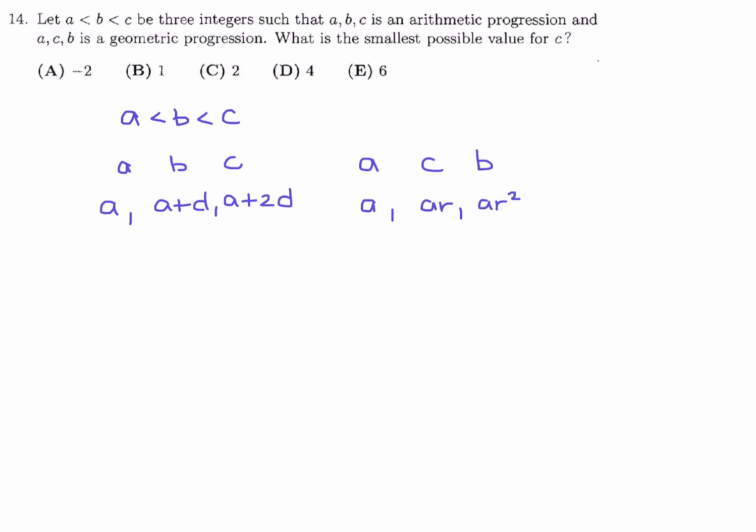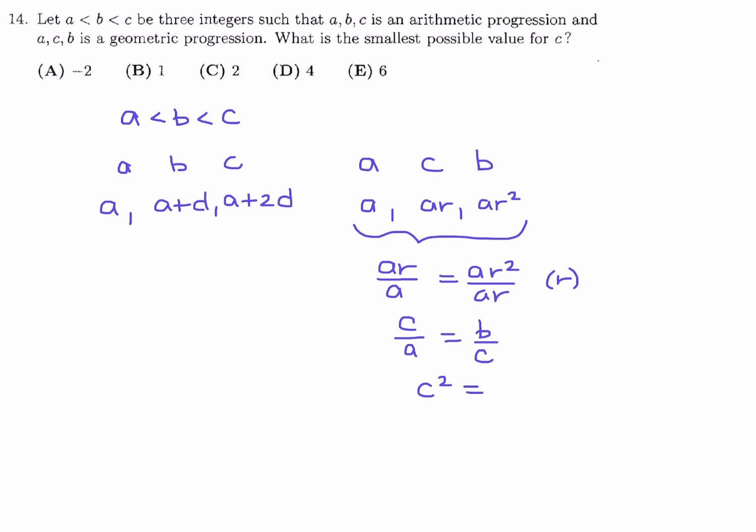All right, so now using this, we know that if I take AR and divide it by A, it's the same as AR squared divided by AR, because both of these are equivalent to just R. So based on the letters up here, that's C over A is equal to B over C. Cross multiply and you get C squared is equal to AB. Okay, so now we take this piece of information and apply these values.